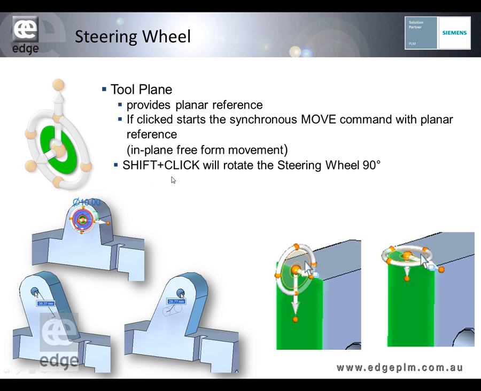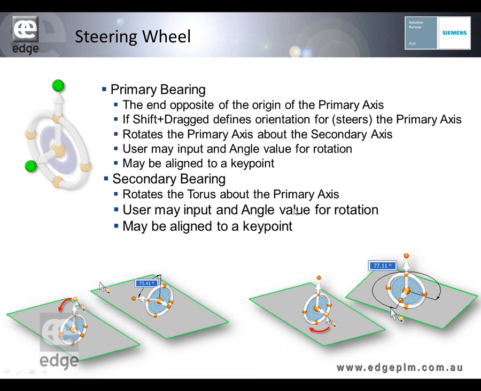And remember, a shift click will reorient the whole steering wheel. In this case, I've placed a steering wheel here. I want to change the orientation so that the tool plane and torus are coincident with this face. All I have to do is select the tool plane, shift, and click on the tool plane, and it will flip over. That's one of the few things you've got to remember.